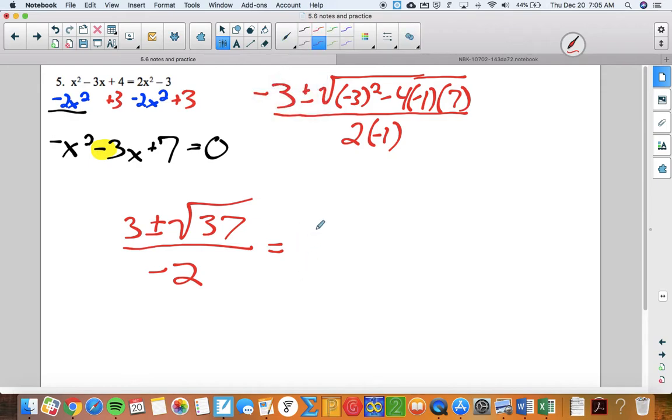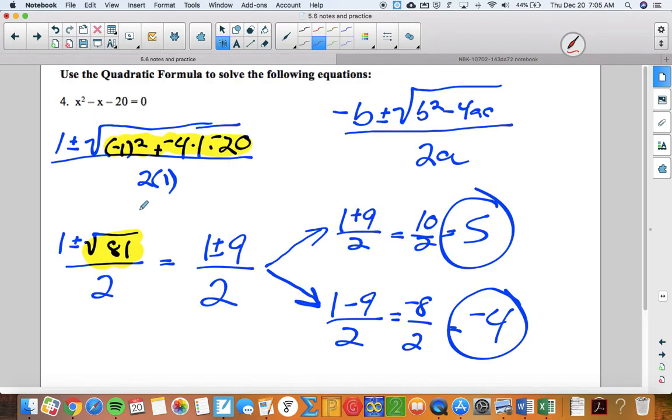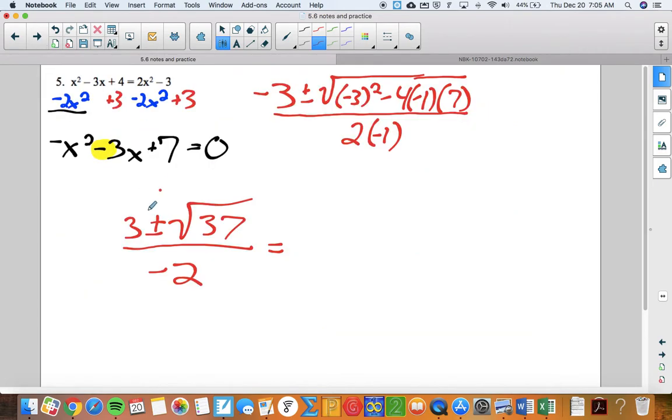Well, so from here, folks, on our last example, we were able to simplify and take the square root of 81. Square root of 37, you can't simplify anymore. So this is actually going to be our final answer. If you can simplify that radical, do it. Since I can't, that's where I'm at.